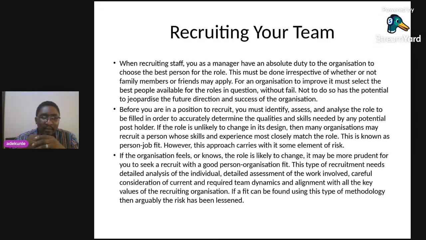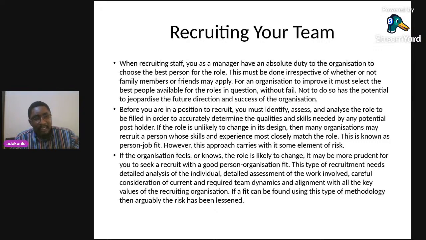Sometimes the roles change in the future, and if the role is unlikely to change, it means you have your work clear cut to understand this is the kind of person I'm looking for. So if the organization feels or knows that the role is likely to change, it may be more prudent for them to recruit a good person that we call organization fit. When we talk about a good person organization fit, we're talking about people that buy into the vision of the organization. Because if you bring a person that is job fit, fit for the job, but is not fit for any future change that might occur within the organization.